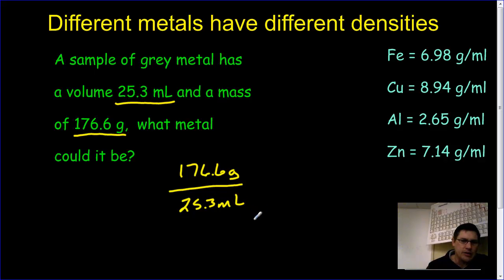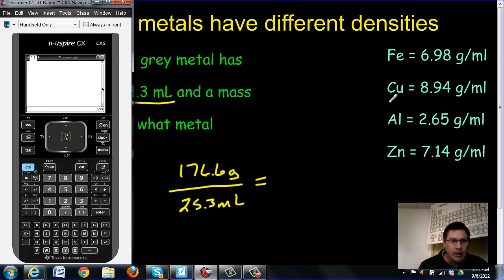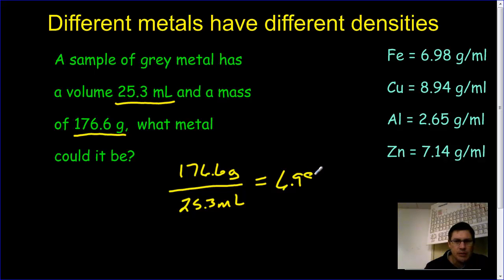And what that's going to do is give us a value that we can use to calculate a density, and then we can compare that density against these known densities and see if we can come up with one of them to determine what metal we might have. And so if I grab a calculator here real quick, we're going to take our 176.6 divided by 25.3, and we come up right on 6.98 grams per milliliter.